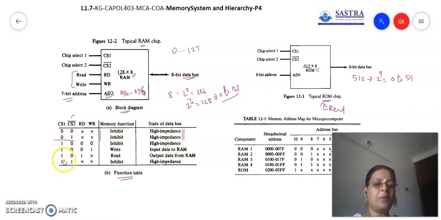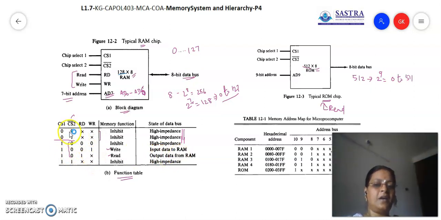Then we will start one by one. If you are going to deal with the chip select 2 signal, then this will be high and this will be 0. For all these three combinations, the second chip will be activated, and when it is activated, you will be performing either the write operation or the read operation. Read operation will be done if the read signal is activated, and write operation will be done if the write signal is activated. If both are not activated, that is 0 0, it is going to be inhibit, and there also the high impedance state will continue. Whether we are going to input information into the chip or get output from the chip is decided by these signal combinations.